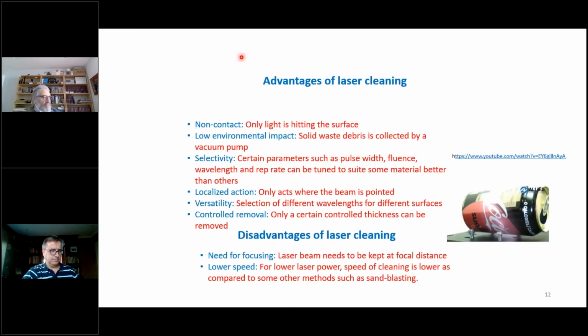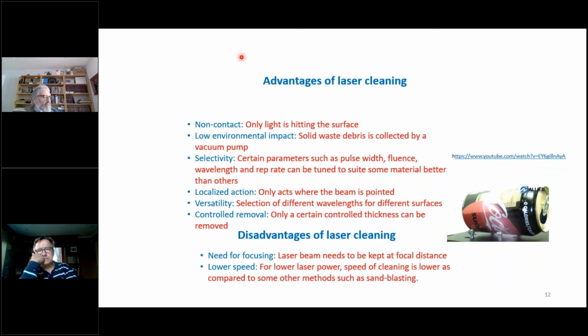However, laser cleaning is a dry process, and it doesn't require any secondary medium. Only light is hitting the surface. So it has basically very low environmental impact, and all the dry debris are collected on the spot by the vacuum pump.